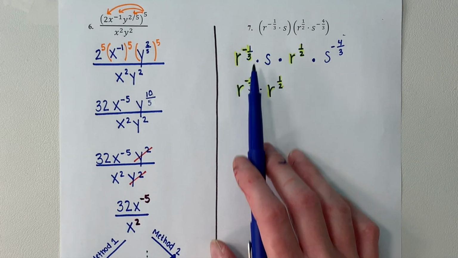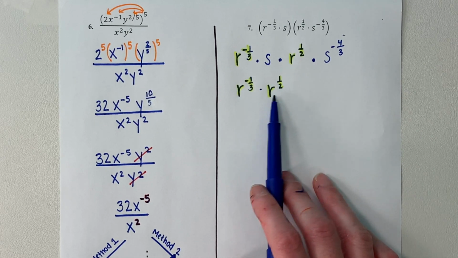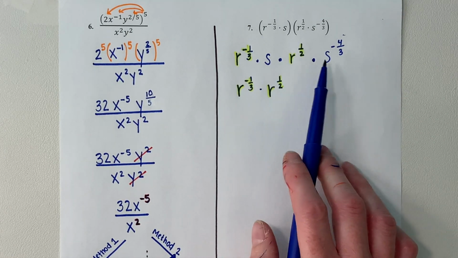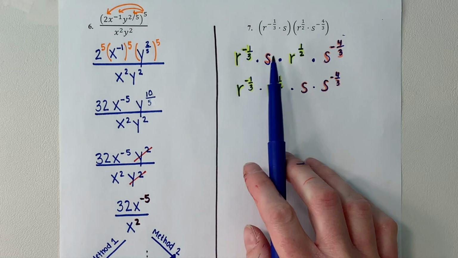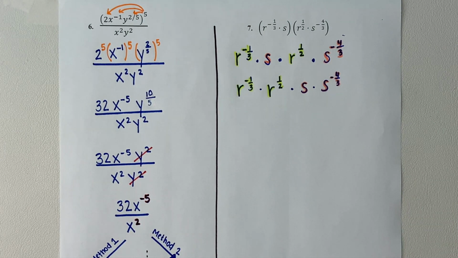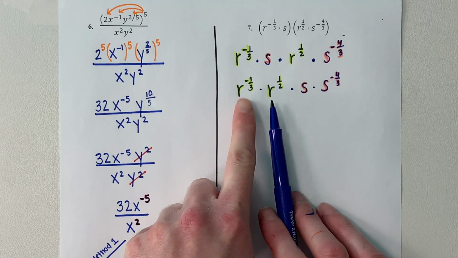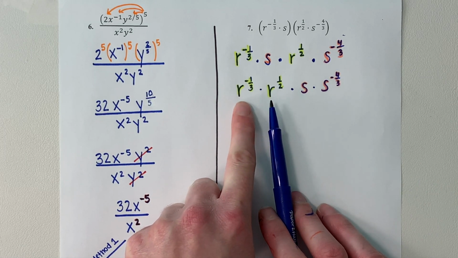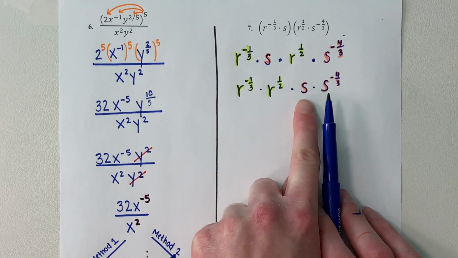So I've put r to the negative 1/3 right next to r to the 1/2. Let's also put the s's right next to each other. So I've written s right next to s to the negative 4/3. That helps us because, again, when we multiply, we want to multiply like quantities. So we're going to multiply these r's together, and we're going to multiply these s's together.